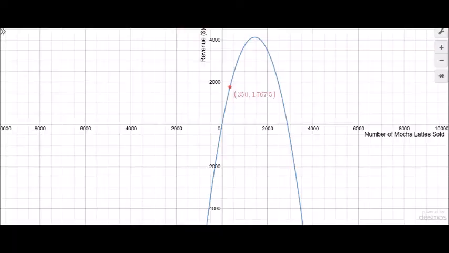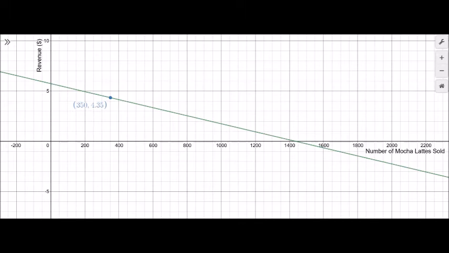When analyzing these functions in Desmos, we can see that the revenue function is in fact a parabolic function, and when they achieve 350 monthly sales of mocha lattes, the revenue they receive is $1,767.50. When analyzing the marginal revenue function, it appears that it is a linear function, and when 350 monthly sales have been achieved, the marginal revenue is still $4.35, meaning that the company is still making revenue on mocha lattes if they choose to sell more.